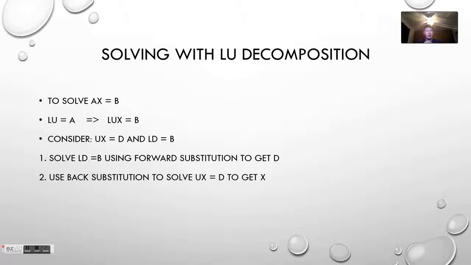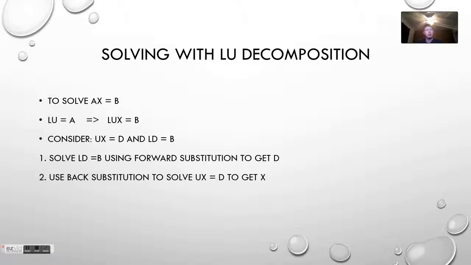And we know that A times X is equal to some identity matrix B, but that also means that LUX is equal to B. So we should consider these things: that there is some matrix D such that the upper matrix is multiplied by some matrix X that will give us D, and then we can multiply the lower matrix by D to find B.